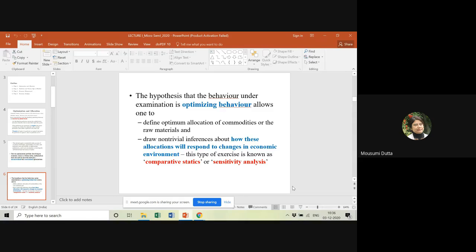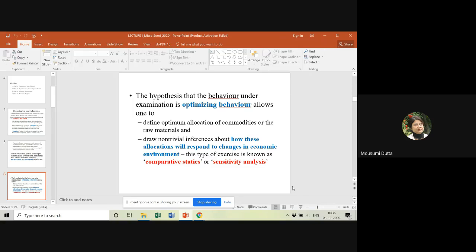Now the second question is whether this optimum allocation is the universal allocation of resources. The answer is we have to go for different comparative statics as well as sensitivity analysis to understand whether, if there is any change, this relation will remain unchanged, or there will be some change with respect to this relation or this solution.